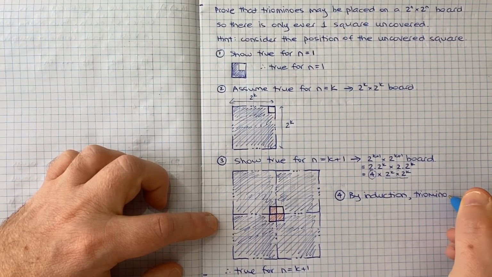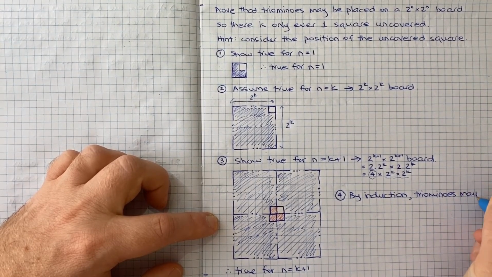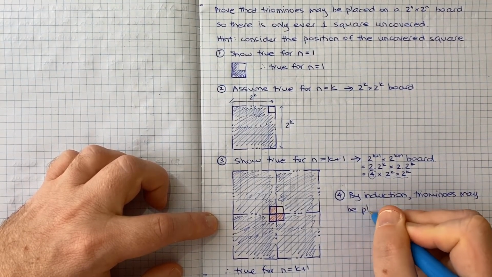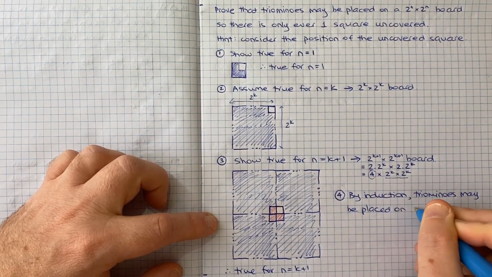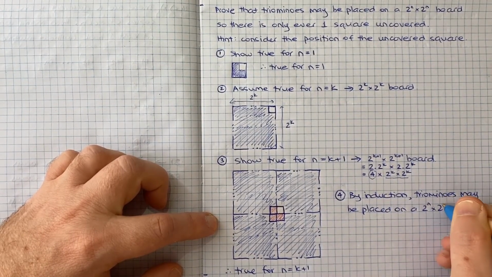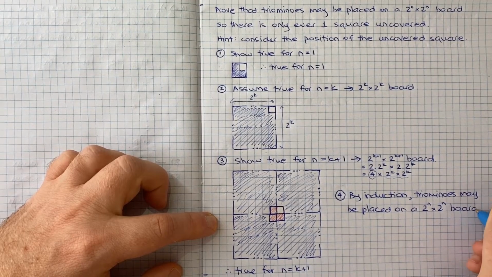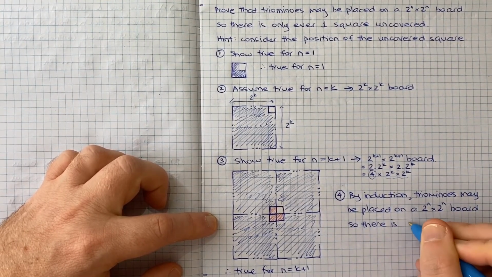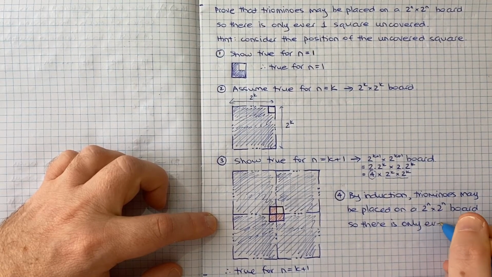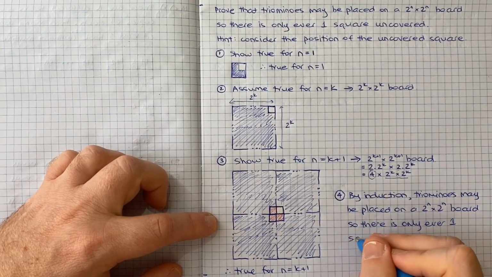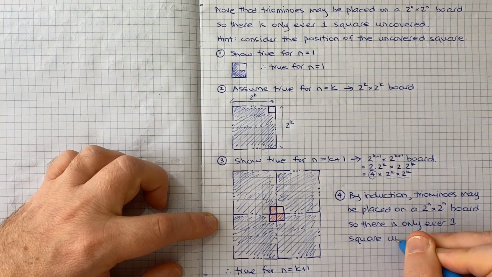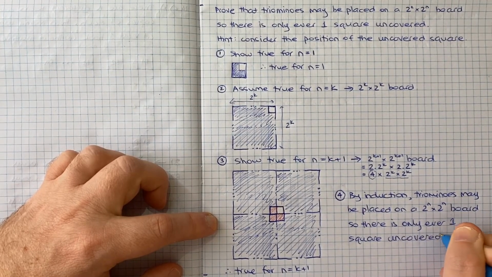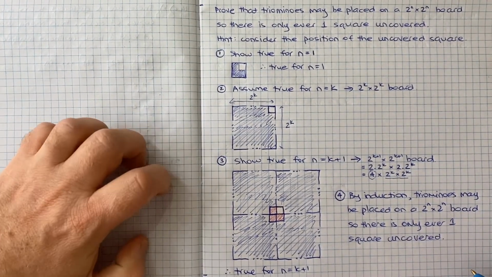So triominoes may be placed on a 2 to the n by 2 to the n board so there is only ever one square uncovered. Sonic boom! And I reckon that's it for that question.